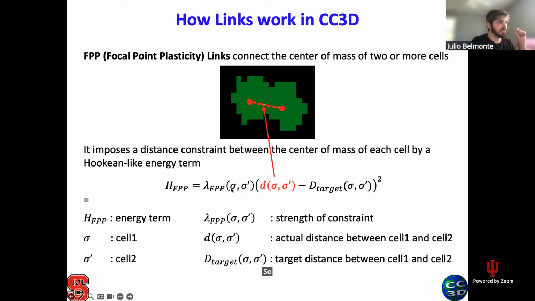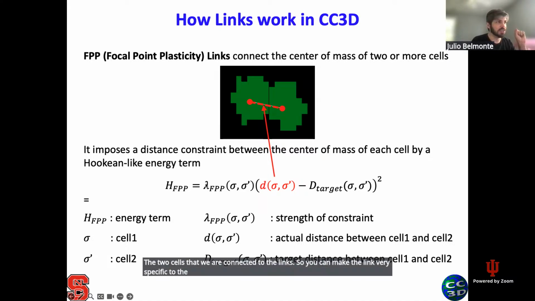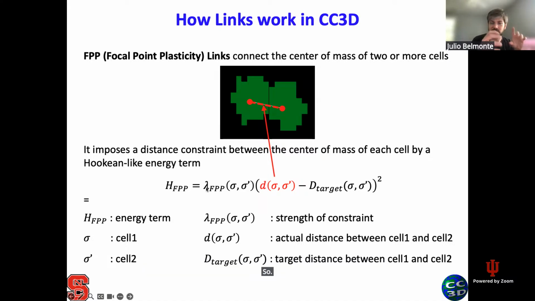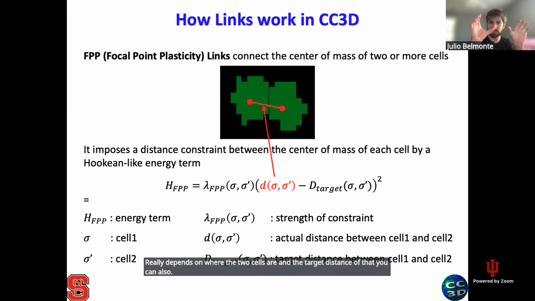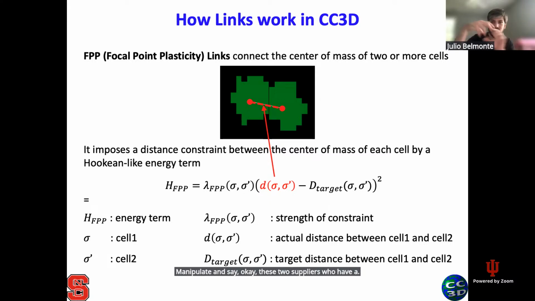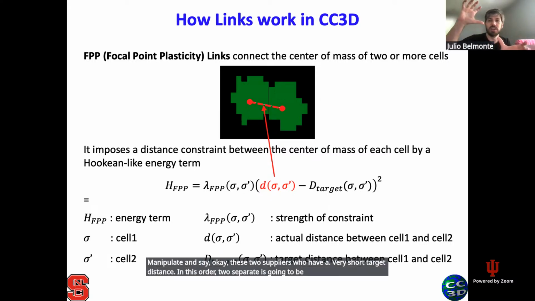So these rows here are the cell types, the two cells that are connected by the links. So you can make the link very specific to the cell pair. Two cell pairs can have a different value than another cell pair, or between different cell types. And of course, the distance between them depends on where the two cells are, and the target distance is something that you can also manipulate. You can say, okay, these two cell pairs will have a very short target distance, and these other two cell pairs are going to have a very long target distance.